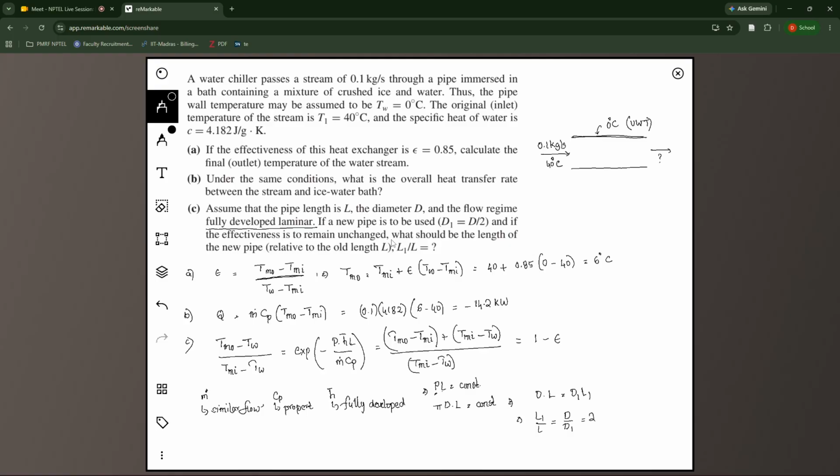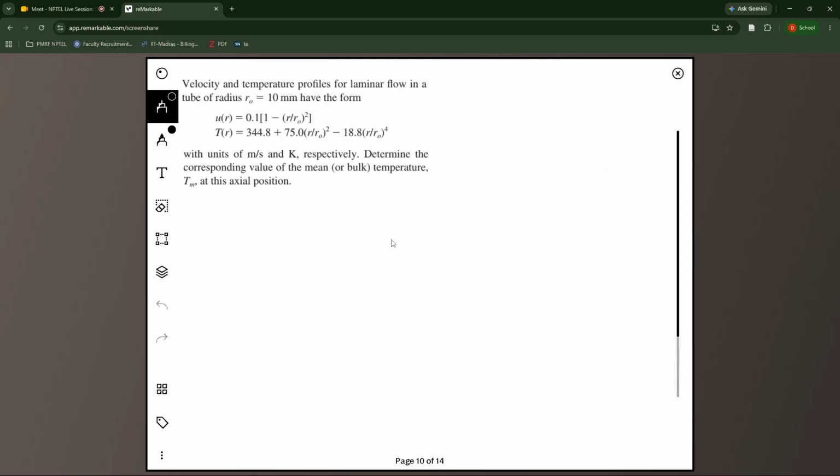Okay, now let's take a numerical problem, which is a fairly straightforward one. These are the kind of problems you can expect also in your assignments, quizzes, and exams. They will give you a certain kind of velocity profile and a temperature profile. You can measure them experimentally, or get them using analytical techniques.